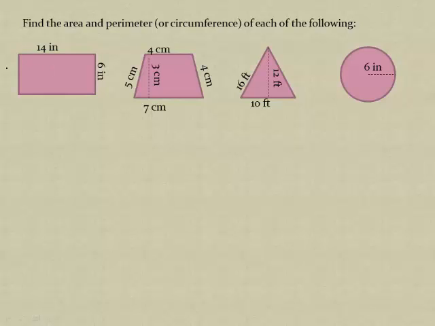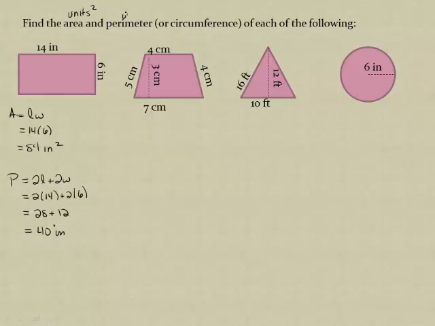Okay, area of a rectangle is length times width, so that's going to be 14 times 6. So that's going to be 84 inches squared. The perimeter is 2 times the length plus 2 times the width, so that'll be 2 times 14 plus 2 times 6, so that'll be 28 plus 12, so that will be 40 inches. Area is always in units squared, and perimeter is just units.